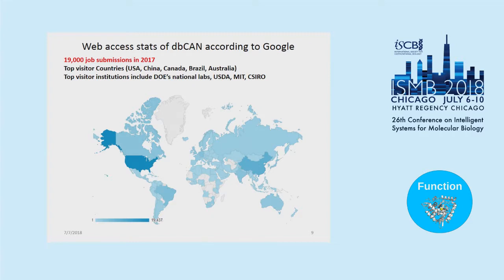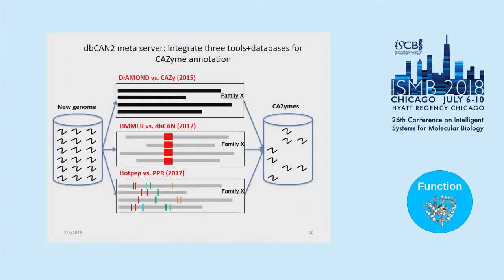After our paper was published in 2012 in NAR's Web Server Special Issue, it received a lot of job submissions. Last year, we received almost 20,000 job submissions. That's just the web submissions, not considering people who actually download our models and run them locally on their computers. The top visiting institutions include DOE's National Labs and USDA, which is not surprising because those institutions produce the largest number of microbial genomes and plant genomes related to bioenergy and biofuel research.